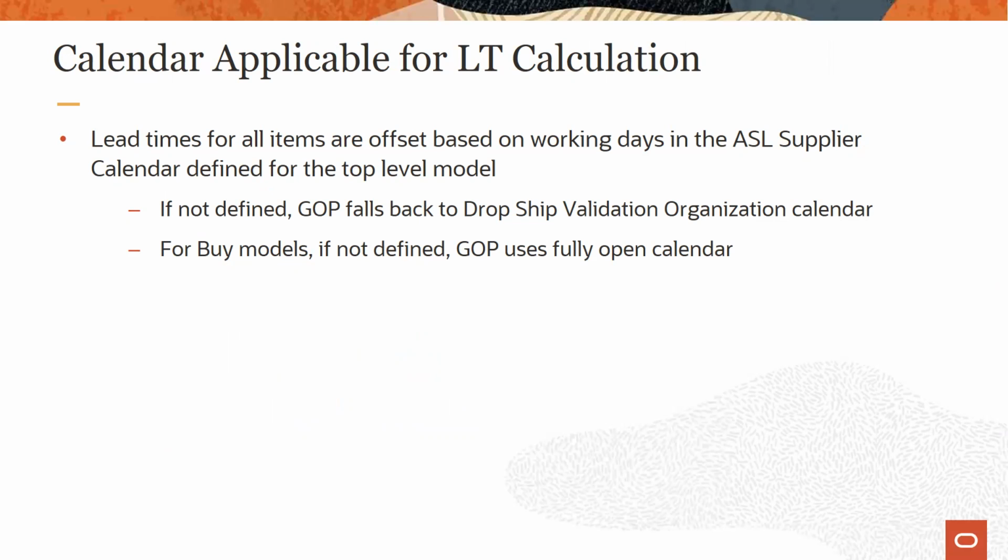The lead times are calculated based on the calendar working days in the supplier calendar defined in ASL for the top level model only. And if this calendar is not defined, then in case of a dropship flow, the dropship validation organization's calendar is taken into account. And if this is a purchased CTO model flow, then GOP will just use the fully open calendar if the supplier calendar is not defined for the top level model.